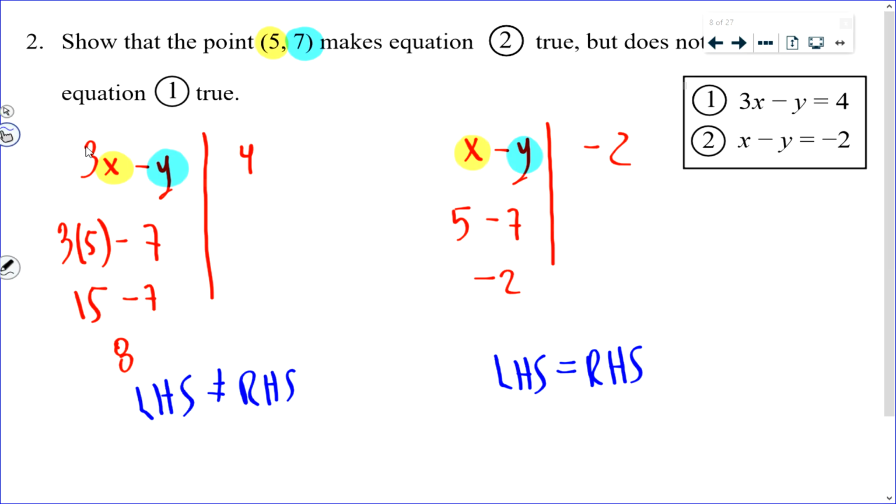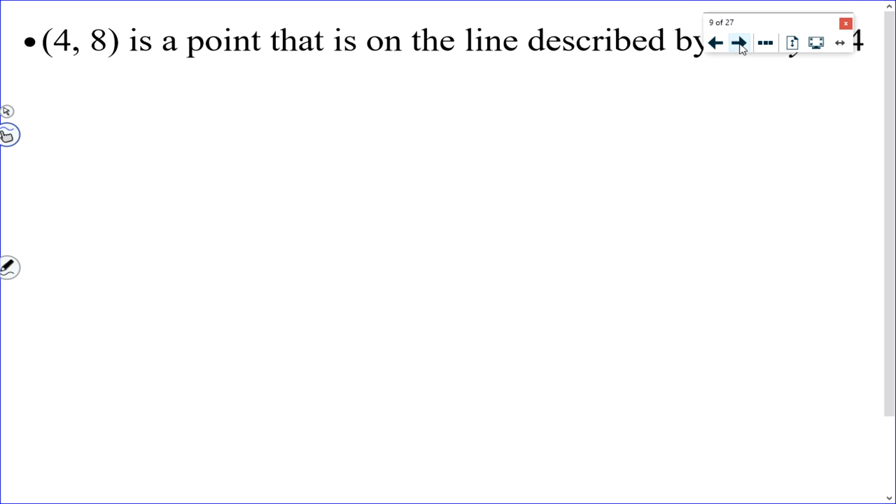Now, I want to point something out to you. When we say that (4, 8) is a solution to equation 1, so this is a summary of everything, and you don't need to write anything down. When I'm saying that (4, 8) is a point that is a solution to equation 1, since equation 1 is a linear function, and that means equation 1 can be represented by a line drawn on an xy coordinate grid, I'm telling you that (4, 8) is a point on that line.